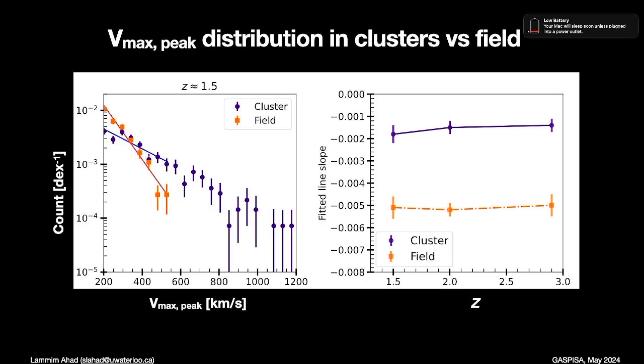And I forgot to mention that these are normalized by numbers. So of course, in clusters, we are seeing more halos, but this is basically showing us that if we gave the same number of galaxy halos in a cluster and in a field, how would they distribute themselves in terms of their Vmax peak?